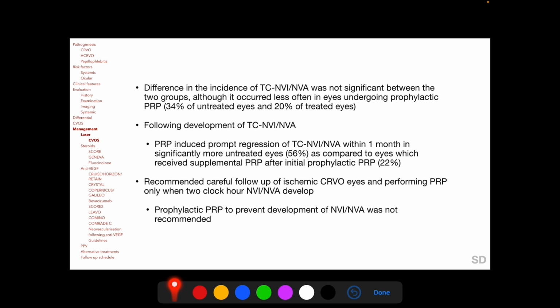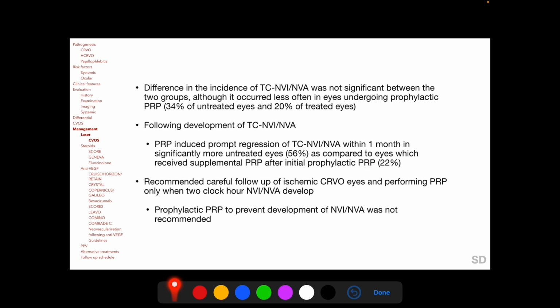And the study found that the difference in the incidence of TCNVI and/or NVA was not significant between the two groups, although it occurred less often in eyes undergoing prophylactic PRP. But following development of TCNVI and/or NVA during follow-up, PRP induced prompt regression of TCNVI-NVA within 1 month in significantly more previously untreated eyes as compared to eyes which received supplemental PRP after initial prophylactic PRP.